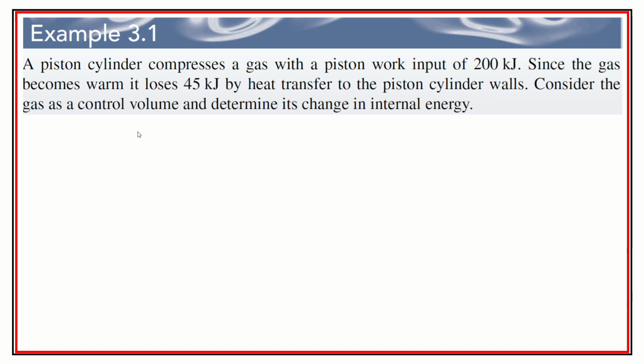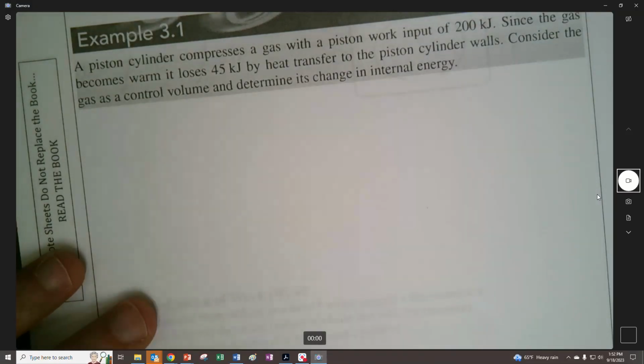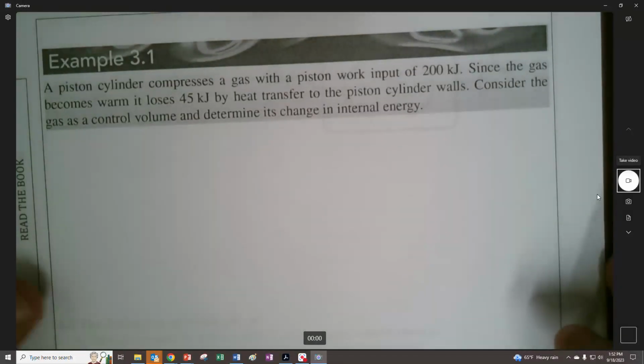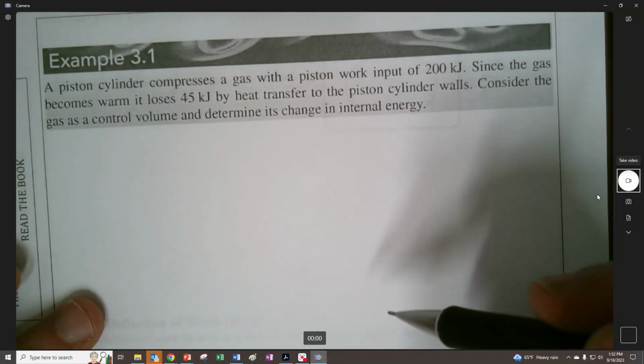All right, so we have a piston, and the topic is energy in the first law. A piston cylinder compresses a gas with a piston work input of 200 kilojoules. Since the gas becomes warm, it loses 45 kilojoules by heat transfer to the piston cylinder walls. Consider the gas as a control volume and determine its change in internal energy. Like I said, this could be done in just one equation, but we're going to think about it methodically.